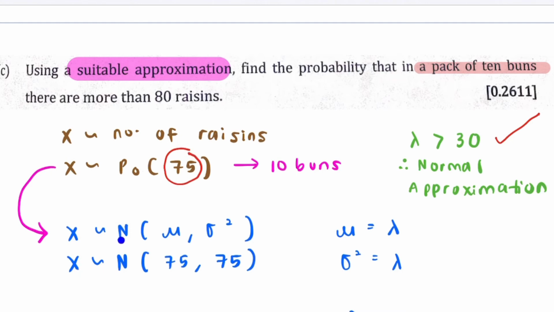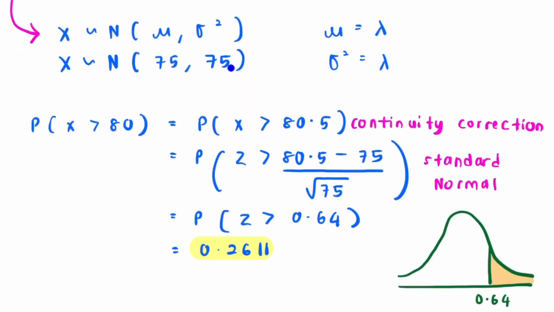So from Poisson to normal, the parameters you must have for the normal are the mean and the variance. Remember, the mean is lambda, and the variance is also equal to lambda. So both are 75 here. Then follow the method of normal distribution. More than 80 raisins, so you have the probability of X more than 80. First step is continuity correction. What is the starting number? More than 80 will be 80.5.